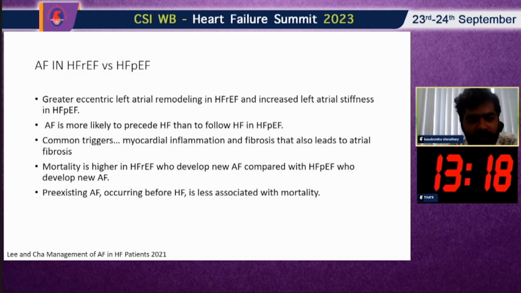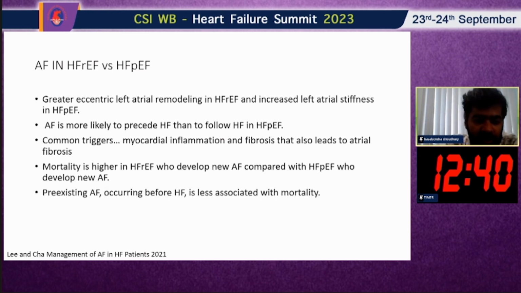Now, if we compare atrial fibrillation in HFrEF versus HFpEF, greater eccentric left atrial remodeling is seen in HFrEF as compared to increased left atrial stiffness as seen in HFpEF. AF is more likely to precede heart failure in HFpEF, and the common triggers which predispose a patient to developing HFpEF as well as atrial fibrillation are myocardial inflammation due to several etiologies and fibrosis, which leads to the increased LV diastolic dysfunction as well as the increased atrial stiffness and fibrosis.